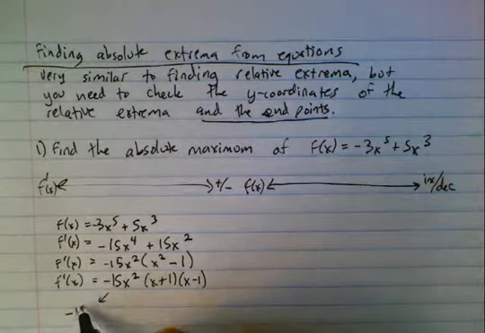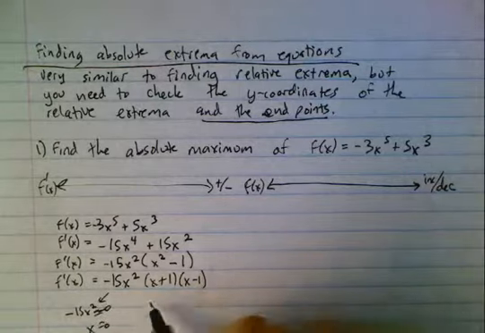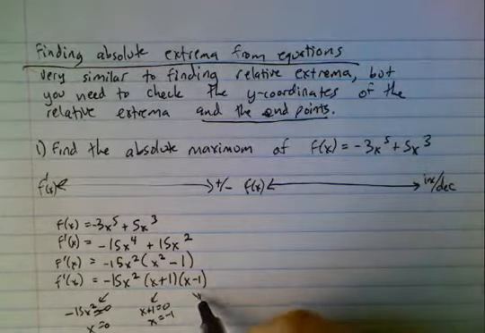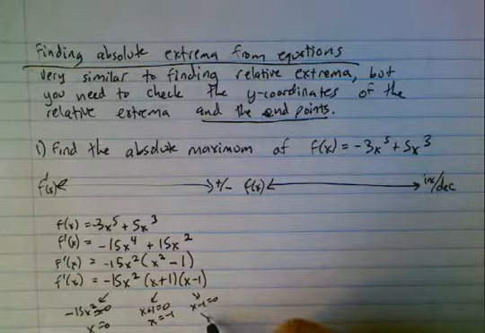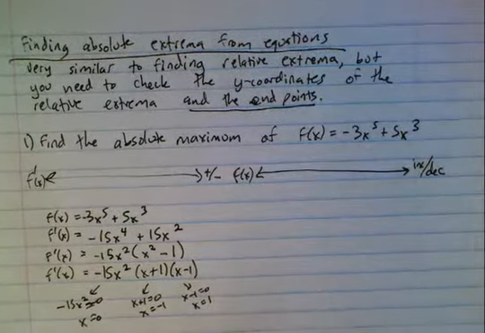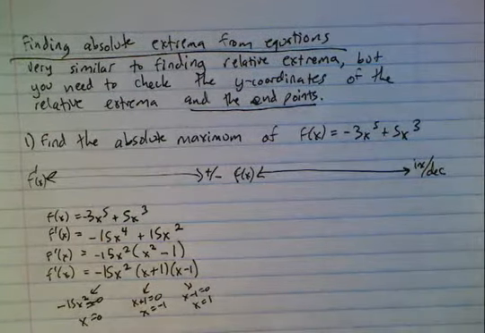Okay, negative 15x squared equals 0 when x equals 0. X plus 1 equals 0 when x equals negative 1. X minus 1 equals 0 when x equals positive 1. We can put those up on the chart.